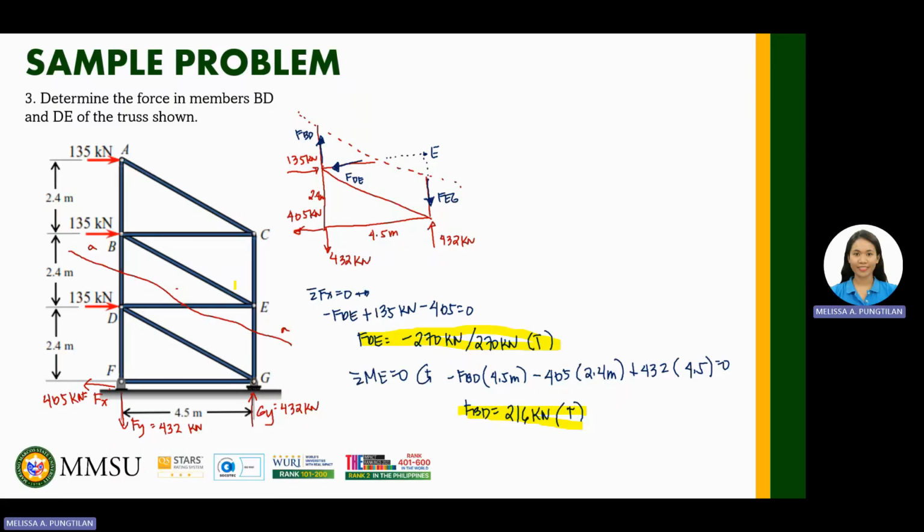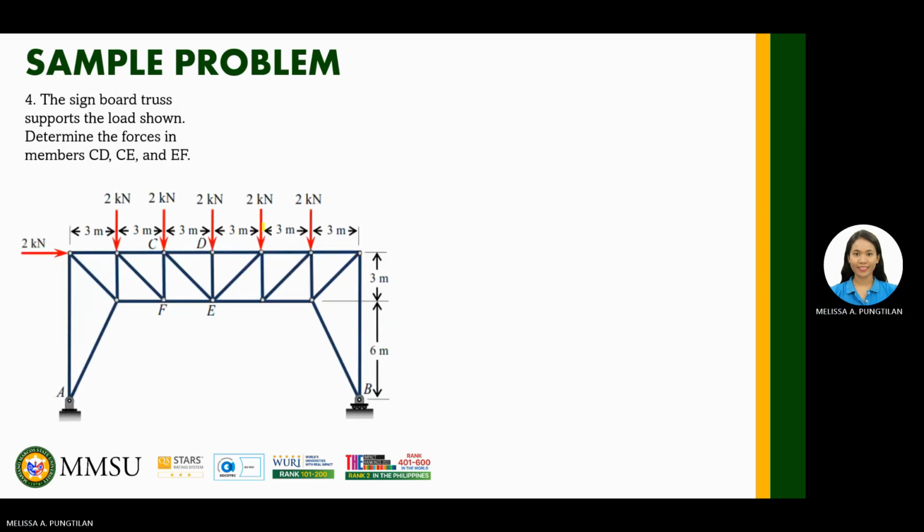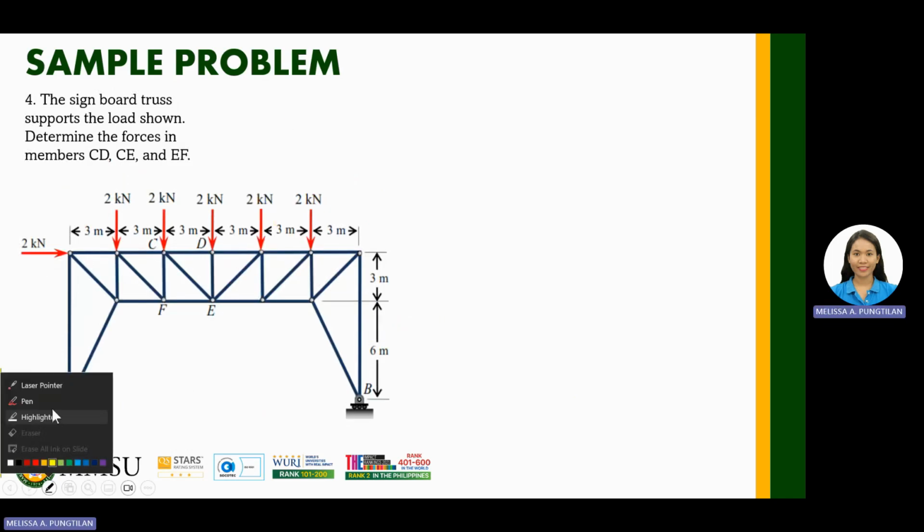Okay, so proceed na tayo sa last example. Okay, for a signboard. So the signboard truss supports the load as shown. Determine the forces in members CD, CE, and EF. Okay, so tatlo yung members of interest natin. CD, CE, and EF. Ayan.